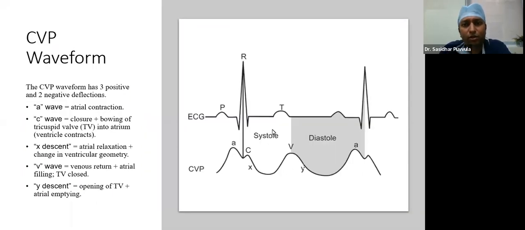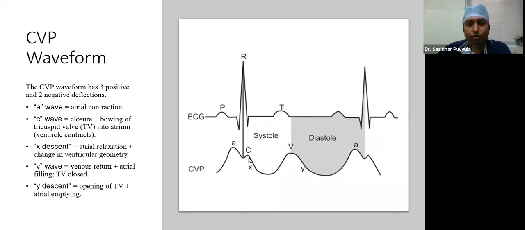The CVP waveform also has distinctive 3 positive deflections and 2 negative deflections. I would just be telling you about what these deflections are. I'm not going to go very deep into abnormal CVP waveforms. So it has 3 positive waveforms, or positive deflections. One is the A, C, and V waveform. A is due to atrial contraction. Whenever the right atrium contracts, this A waveform is created.